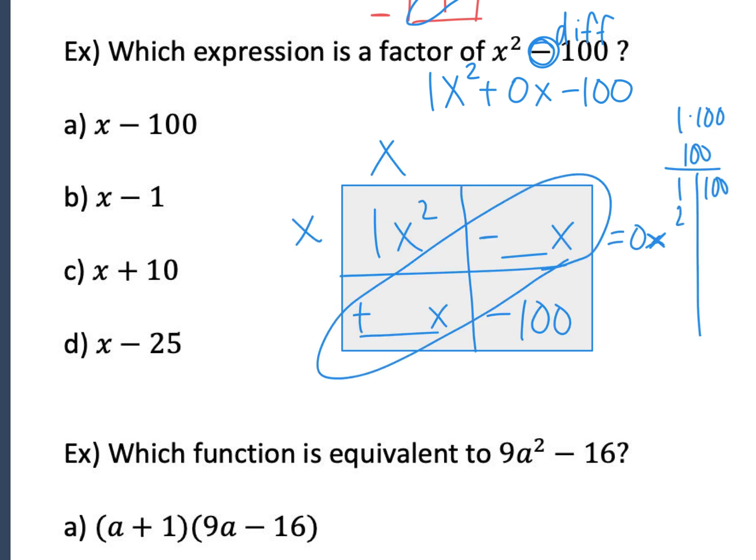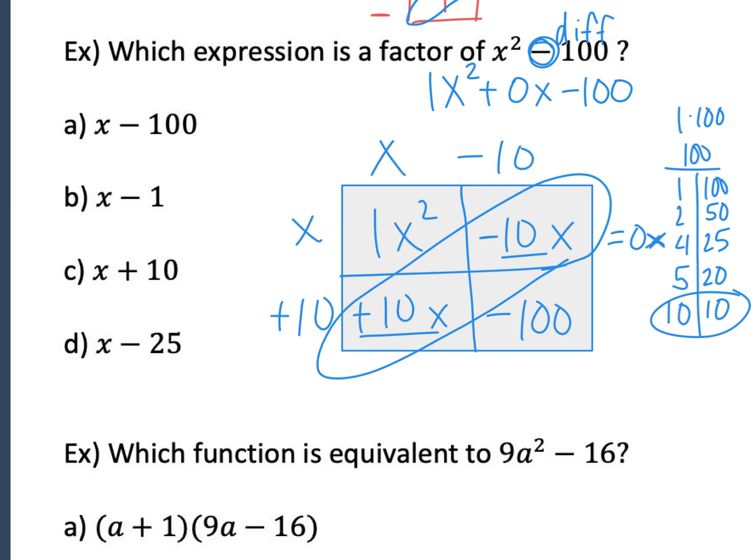1 and 100. 2 and 3 doesn't go. 4 and 5 and 6 doesn't go. 7 doesn't go. 8 doesn't go. 9 doesn't go. 10 and... Ooh, if they need to cancel out, which one is our numbers? 10 and 10. So then I have x minus 10 and x plus 10. So what's our answer going to be? Which one of these is one of the numbers we wrote?